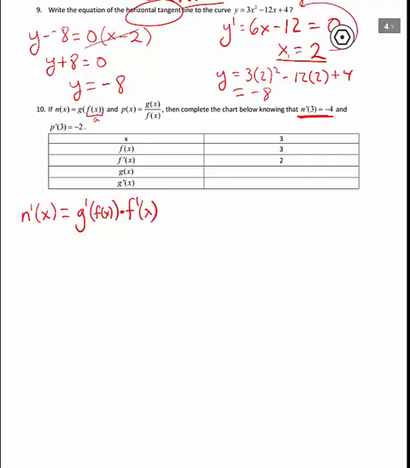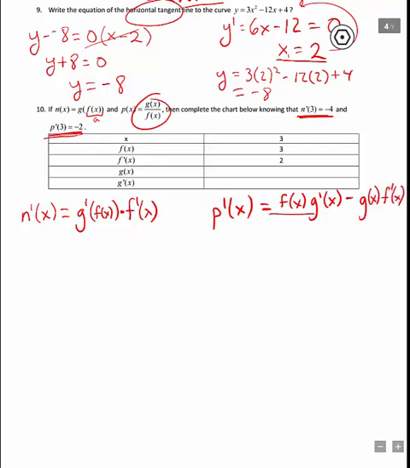Okay. Then the second piece of information it gave us was this p prime of 3. So I also know I'm going to need to find p prime of x, which is quotient rule: low, f of x, d high, g prime of x, minus high, g of x, d low, f prime of x, over low squared, f of x squared. Okay, and now I can just plug these in.